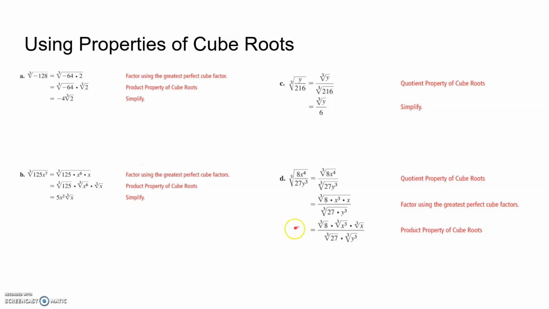I sometimes skip showing this part if I'm working these out. But 2 times 2 times 2 is 8. And there's 1 group of 3 x's I can take out. The other x stays alone. 3 times 3 times 3 is 27, so a 3 comes out, and then there's 1 group of y's that I can take out.